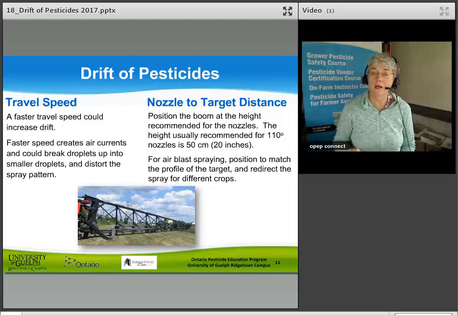And talk about target distance: position the boom at the height recommended for the nozzles. The height usually recommended for 110 degree nozzles is 50 centimeters, 20 inches above the target. For air blast spraying, position to match the profile of the target and redirect the spray for different crops of different heights.